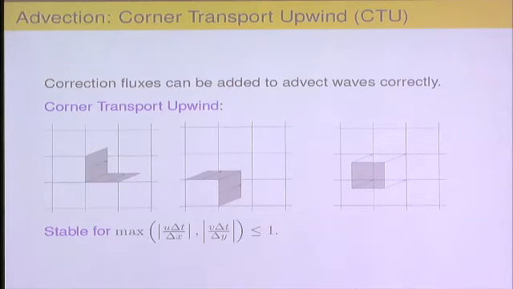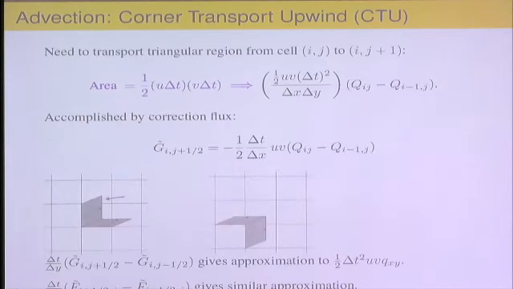So by introducing this corner transport, we're in essence introducing terms that involve the cross-derivative terms, the xy derivative terms. It's still only first-order accurate because we haven't put in the qxx or qyy terms, but it's more accurate than the donor cell method, and it's more stable. It's now stable as long as the maximum of the one-dimensional Courant numbers is less than or equal to 1.